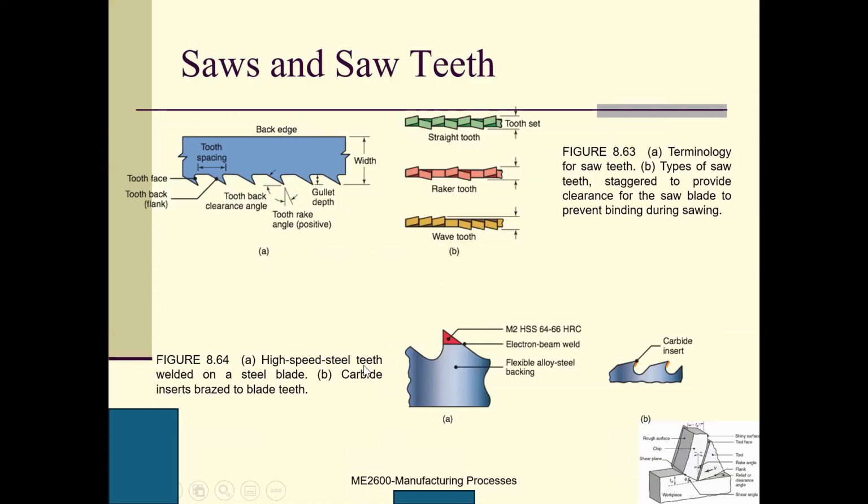So here is a high-speed steel tooth welded on the steel blade. It is called high speed because high speed steel has very high hardness. Also at high temperature, the hardness does not decrease substantially. This one is a carbide insert brazed on the blade teeth, just in order to increase the hardness.